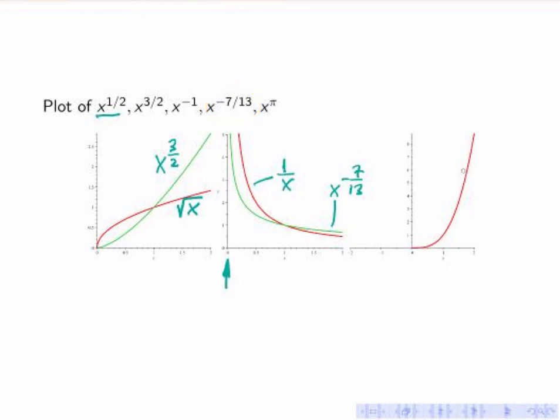And then here we have an interesting function. This is x to the pi. Right? I said alpha can be a real number. Pi is a real number. So there's nothing wrong with looking at x to the power of pi. And it's a curious function because it looks maybe like a parabola, but it is not defined for negative numbers. So the domain is positive numbers, so 0 to infinity.